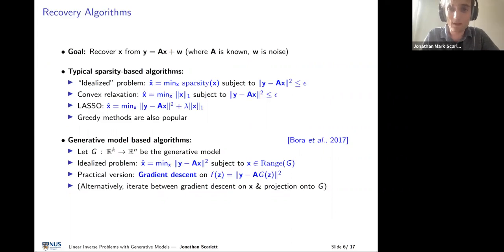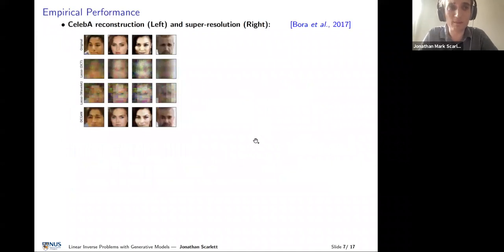So this is not our work so far. This is from an influential paper by Bora et al., 2017. I think it was ICML. I'll show you some of the numerical results from their work, which highlight that you can really get away with a lot fewer measurements compared to sparsity approaches if you have an accurate generative model.